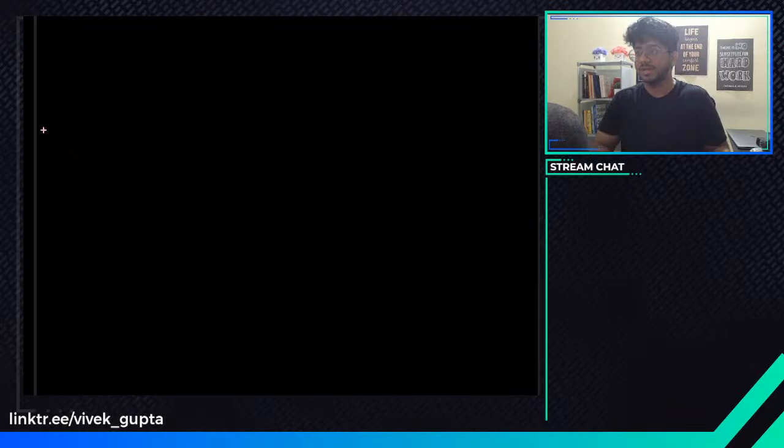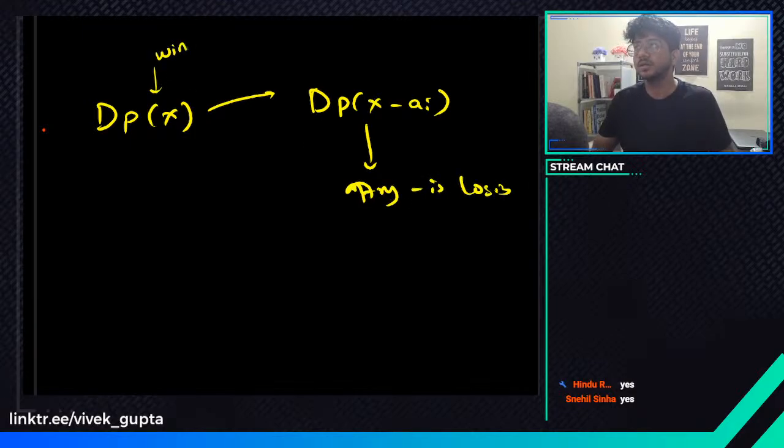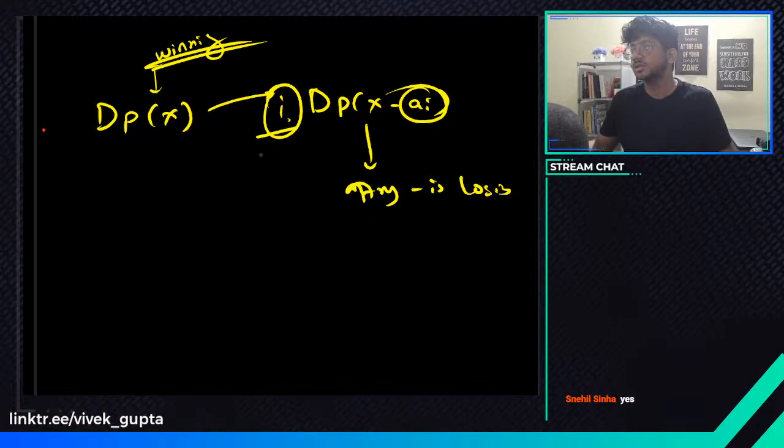Everybody agrees? Very simply, from dp of some state x, you can go to dp of x minus a[i]. If any of these is losing, then this is winning. You're going to loop over all i in the range 0 to n minus 1, all the different n values given to you.